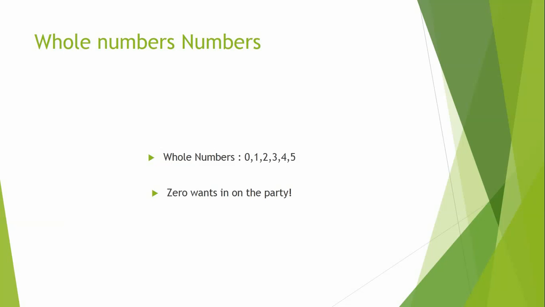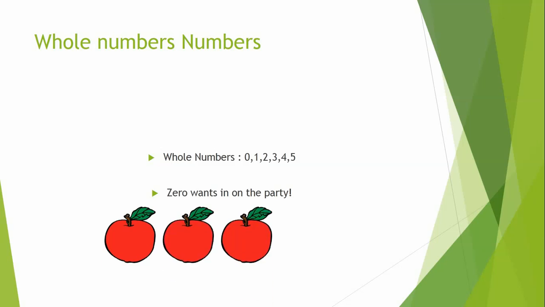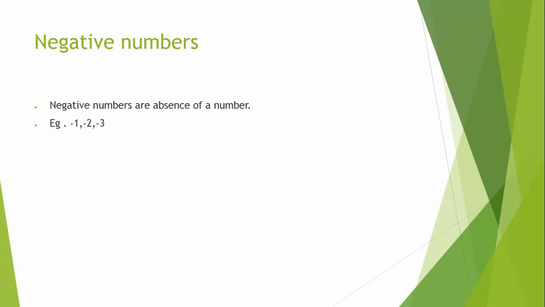The concept of 0 introduces the null object. It means that you have no objects. So the concept of no objects is also considered in this number system. For example, I have 0 apples, 1 apple, 2 apples, 3 apples, 4 apples, 5 apples, and so on.